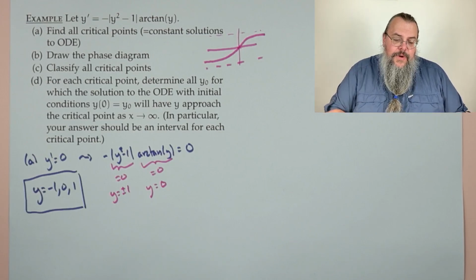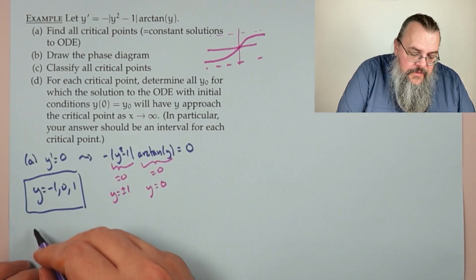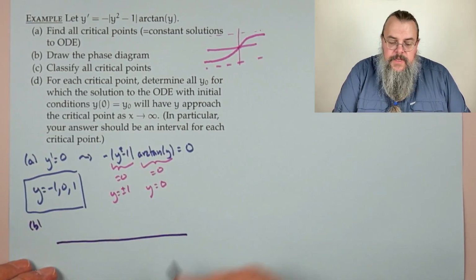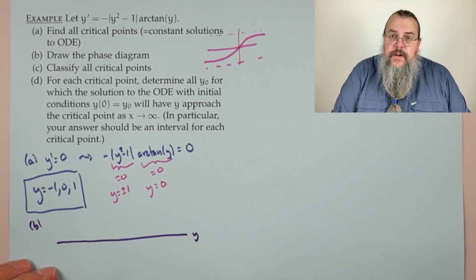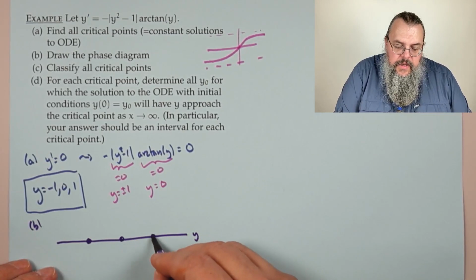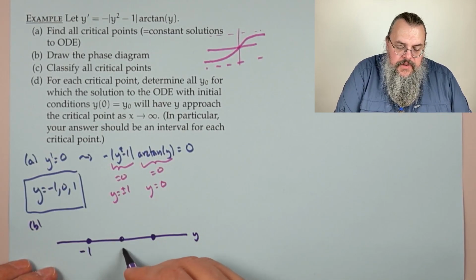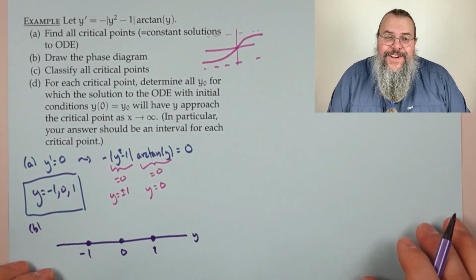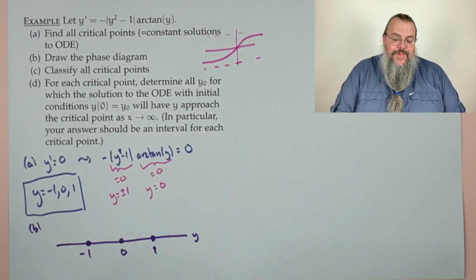All right, well, what do we do? For this, we draw a line. This is y on our axis here. We mark our 3 points and label them, but make sure they're in the right order. Negative 1, 0, 1. That's pretty easy to get in the right order. We're fairly familiar with these numbers.